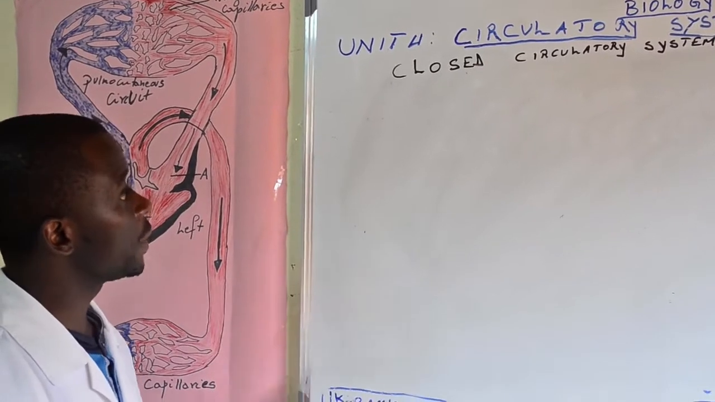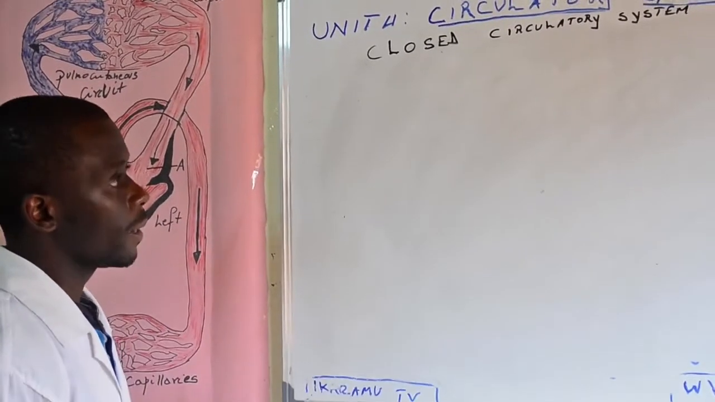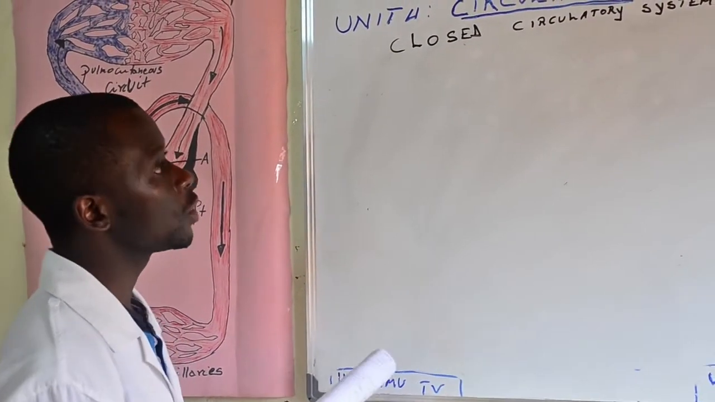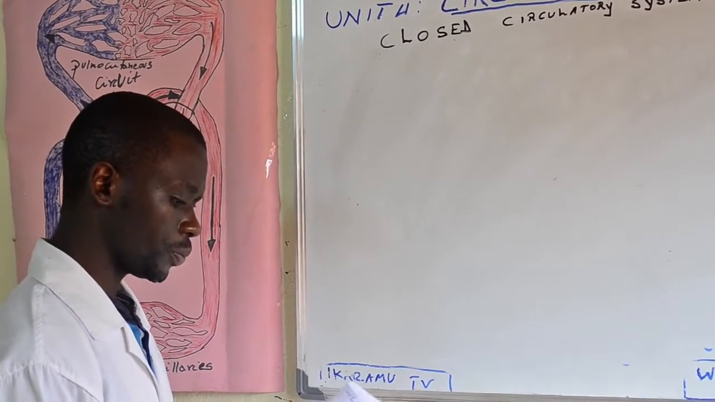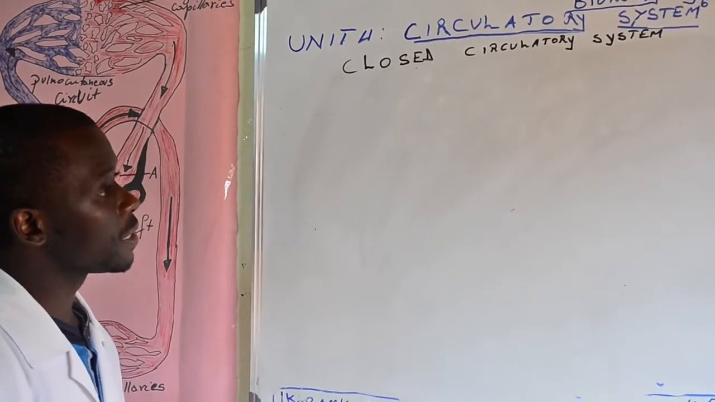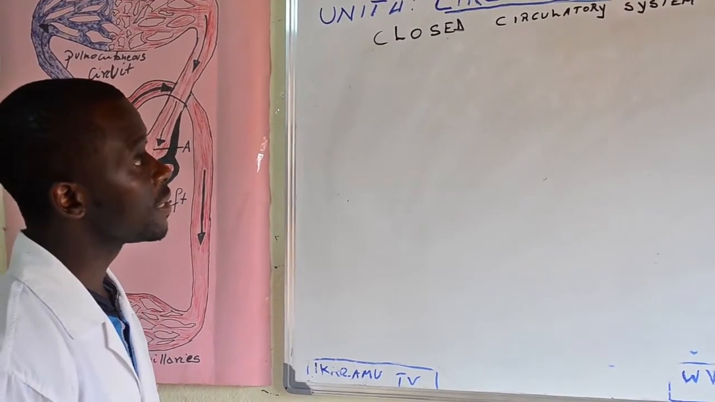We are still on the circulatory system in Biology Senior 6 under the new competence-based curriculum of the Rwanda Education Board. Now we are moving to the closed circulatory system. We are going to see the types of closed circulatory system.